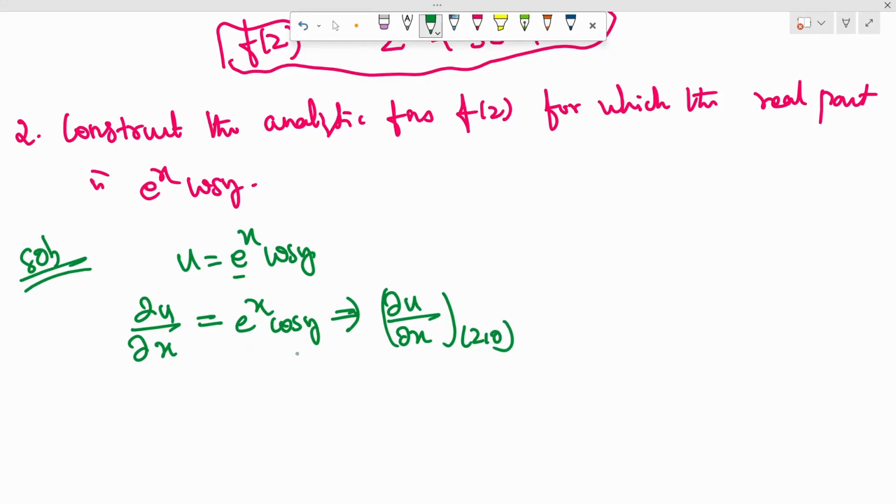Substitute in this equation x is equal to z and y is equal to 0. E power z into cos 0. Value of cos 0 is 1. Okay. Dou u by dou x of z comma 0 value is e power z.